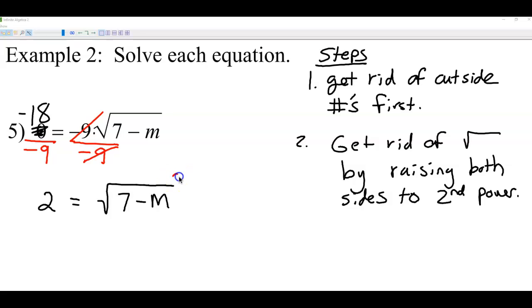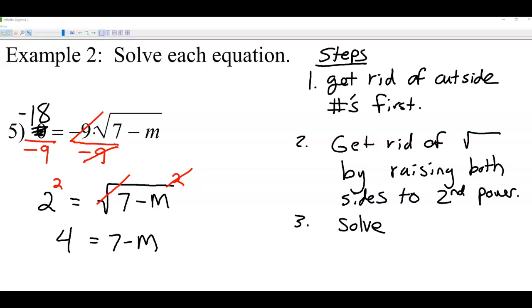So I'm going to raise this side to the second power. I'm going to raise this side to the second power, because whatever you do to one side, you have to do to the other. And on the right side, these cancel each other out, and so I'm just left with 7 minus m. And on this side, I have 2 to the second power. What's that? Okay. At that point, you should be able to just solve using our basic 1 or 2 step equation processes that we learned in Algebra 1. Just get the m by itself by doing the opposite operations.